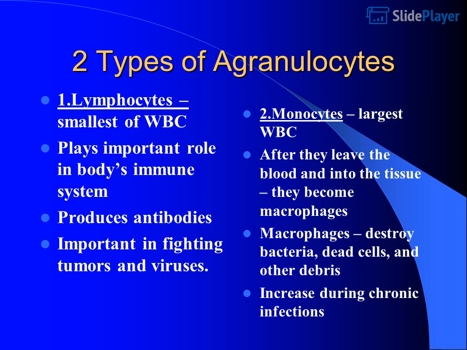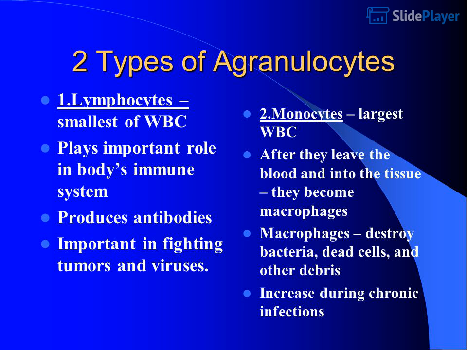2 types of agranulocytes. 1. Lymphocytes, smallest of WBC. Play an important role in the body's immune system. Produce antibodies. Important in fighting tumors and viruses. 2. Monocytes, largest WBC. After they leave the blood and enter the tissue, they become macrophages. Macrophages destroy bacteria, dead cells, and other debris.